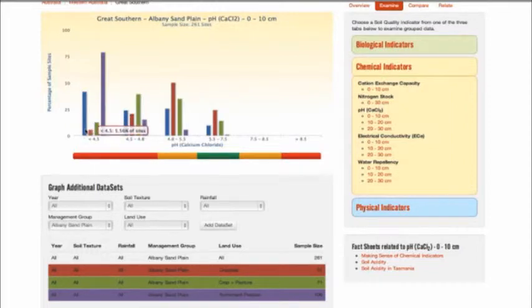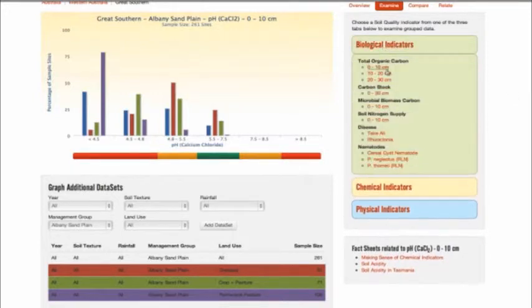While the overall picture wasn't great for all the soils, it tells a different story when you break it up into land uses. So it's the permanent pasture guys that are dragging the population down, if you like, for pH. And you can do that and look at each one of the indicators in the same way.